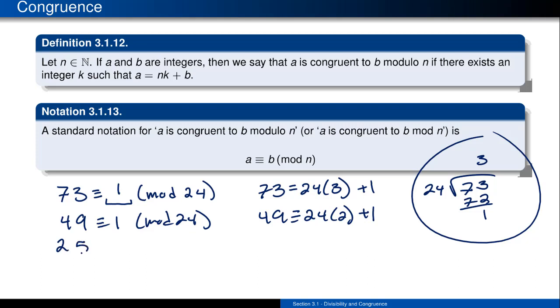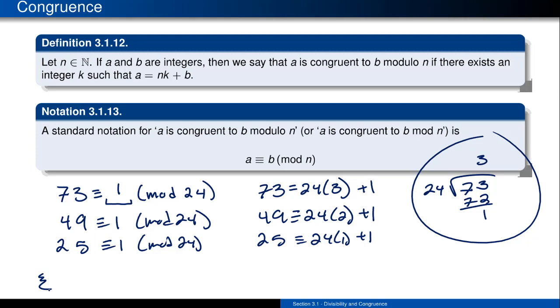Likewise, I could look at this 25, and I know that this is going to be 1 modulo 24, because I know that 25 is going to be 24 times 1 plus 1, and we know that 1 is going to be congruent to 1 as well. So what can actually end up happening in this case is you form this really nice set of things that are all going to be congruent to each other in this mod 24 setting. Moreover, all of these things are also going to be congruent to 1.